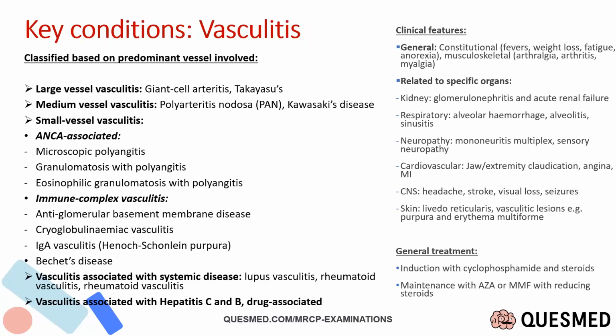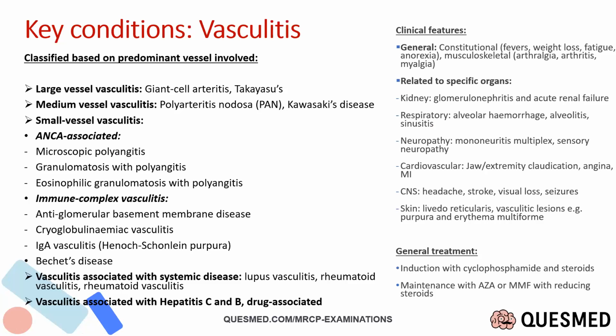So in terms of the next condition I want to talk about is vasculitis. Now, this is a big topic in itself. So this is a busy slide, but I just wanted to highlight that we classify vasculitis based on the size of the predominant vessel involved. I'm not going to talk about all of these today, but I'll talk about the ones which I think are most likely to come up.